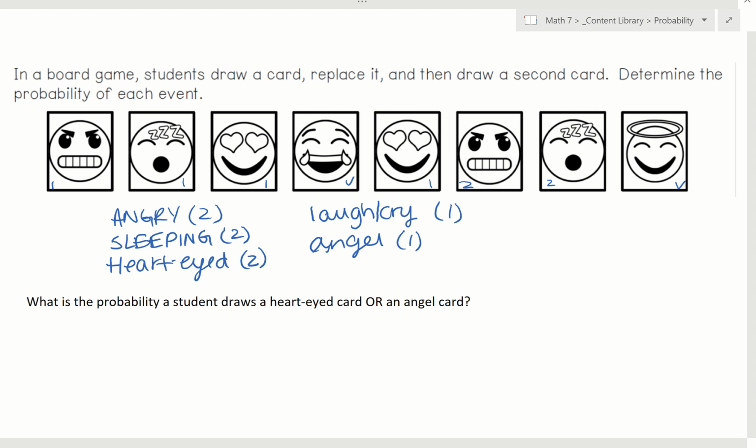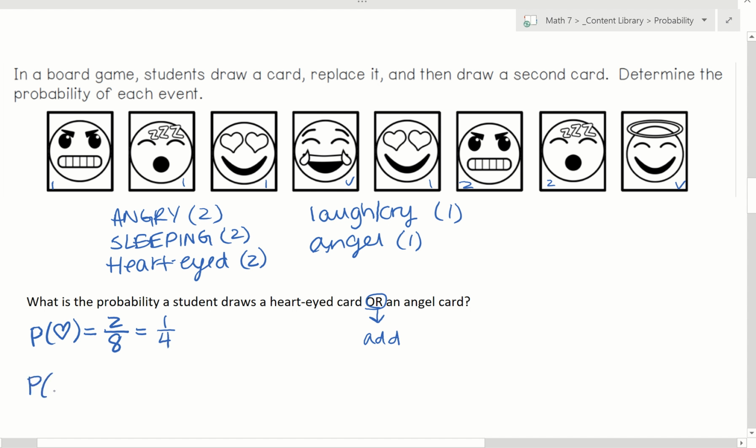So what's the probability a student draws a heart eye card or an angel card? So or again means addition. So I still have to find the probability of the heart-eyed cards. Well, I have 2 heart-eyed cards over the 8, which is 1/4. And the probability of an angel card is 1/8. So I'm actually going to keep these in 8s because I want to add fractions with like denominators, right? So the probability of a heart or an angel would be 2/8 plus 1/8, which is 3/8. And that's it.